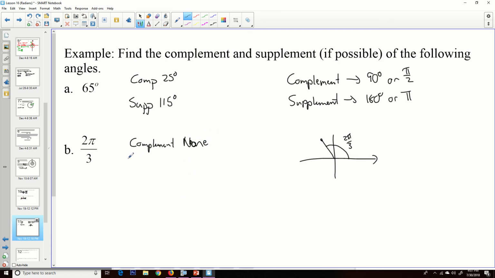N-O-N-E. All right, and if we talk about the supplement, it goes to 180 or pi. And so if I want to figure out what the supplement is, I'm going to take that pi and subtract away 2 pi over 3, because I just need this portion right there. Well, I don't have a common denominator, so how many thirds are in 1? There are 3 thirds in 1. So 3 pi over 3 minus 2 pi over 3 is just pi over 3, and that is my supplement.